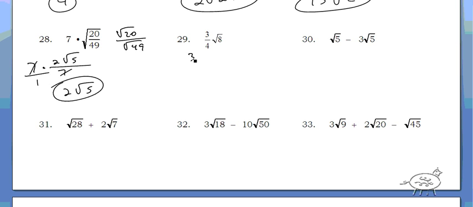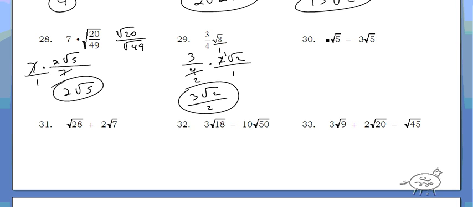Okay, same thing. 3/4. So you can leave that on the outside. And that's root 8 over 1. So that's 2 root 2 over 1. And then I can cross cancel. That's a 2 and a 1. So I have 3 root 2 over 2.